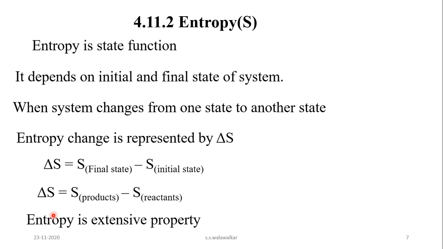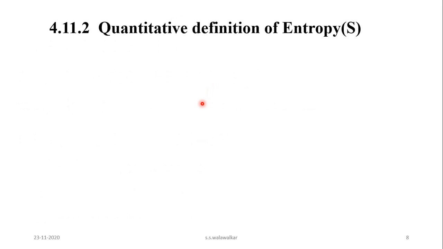And entropy is an extensive property. It depends upon the amount of the substance present in the reaction. Remember that entropy is a state function. It depends upon the initial and final state of the system, and change in entropy is calculated by using this equation, that is entropy of products minus entropy of reactants, and entropy is an extensive property. All these are the important points concerned with entropy that you must remember.